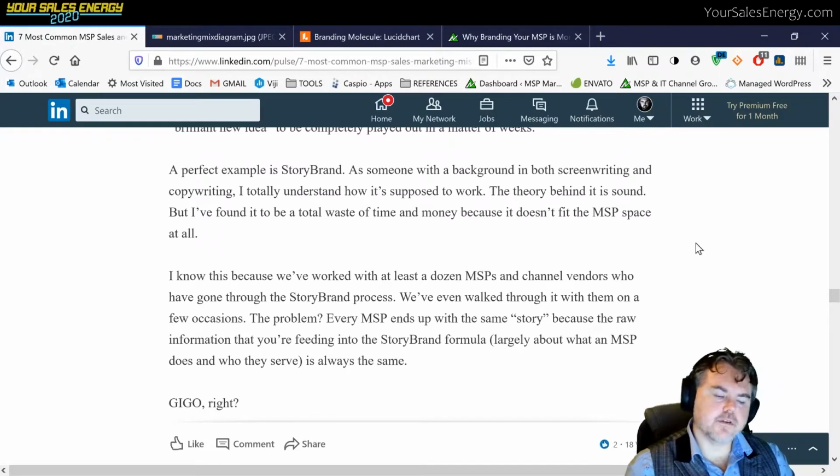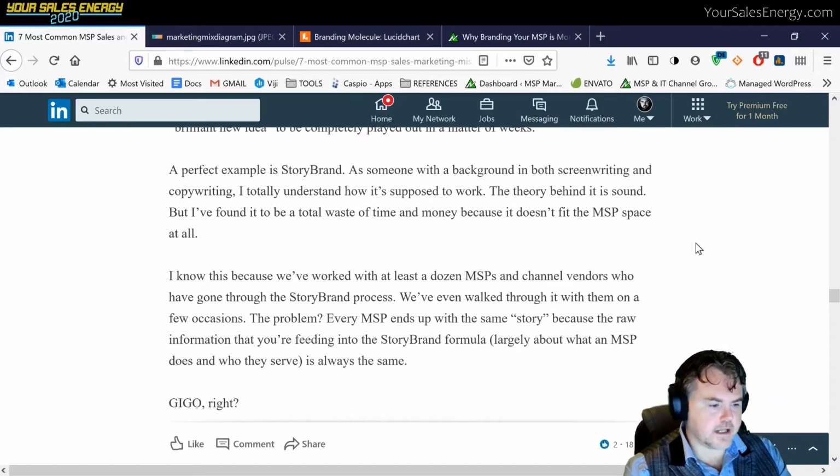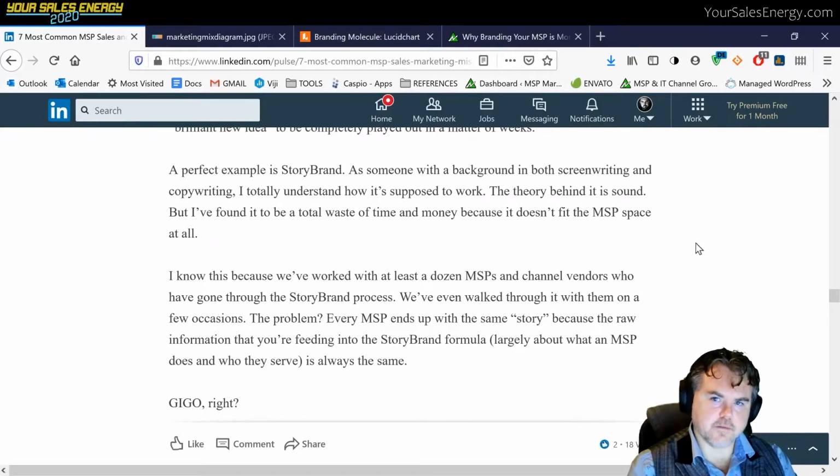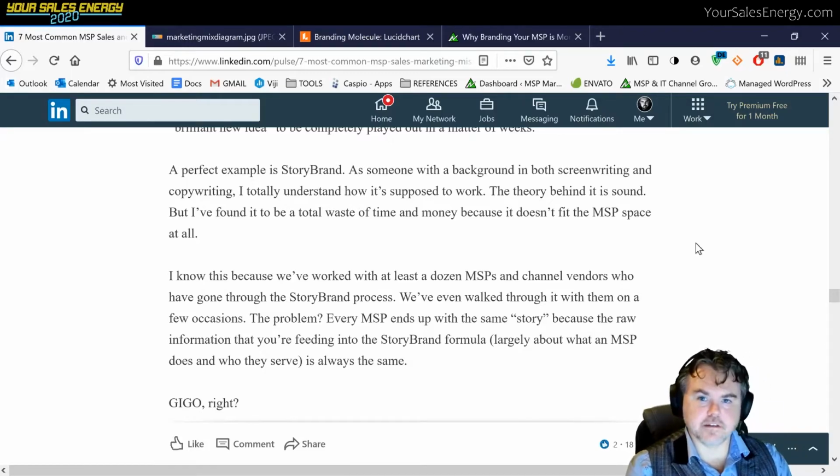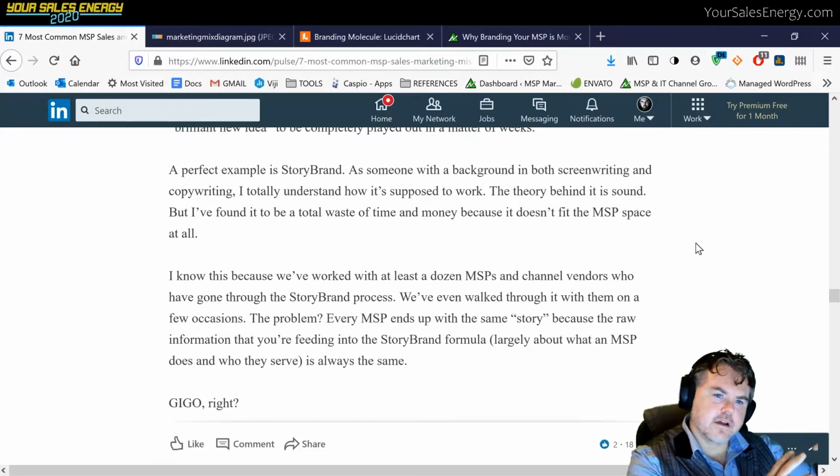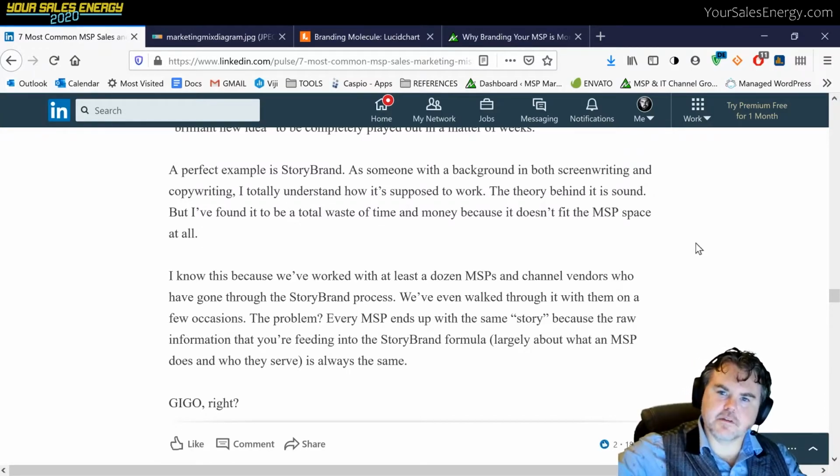However, the problem we ran into over and over again in the MSP space, and this is why bringing it in here was a dumb idea, is that it's a formula. StoryBrand is a formula. We worked with a dozen different StoryBrand guys, and we saw the formula almost exactly the same every time. And guess what? It output almost exactly the same thing every time too, because that's what formulas do. You take something that's kind of the same across the board, like an MSP, fundamentally they're all the same, and you plug it into a formula, what do you think is going to come out the bottom? The same answer.